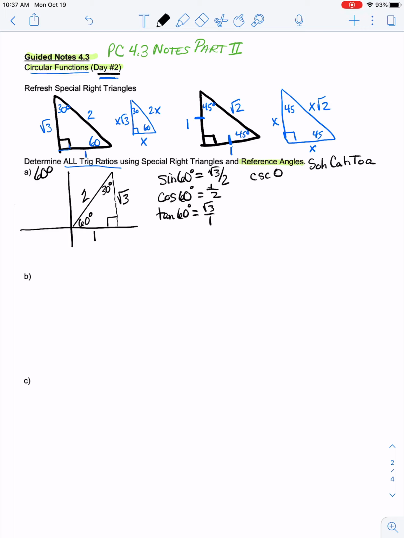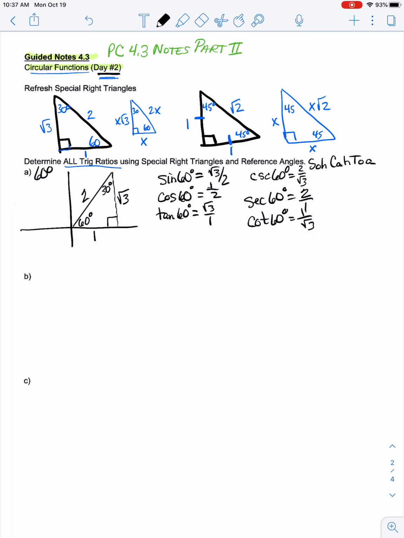And then we keep going for the reciprocal functions, cosecant of 60. Here we go with me and my writing again. There we go. Cosecant of 60 is 2 over the square root of 3. And yes, we could rationalize, but we're going to just leave it that way for writing ratios for right now. Secant is the reciprocal here, 2 over 1, or just 2. And lastly, cotangent, 1 over the square root of 3.